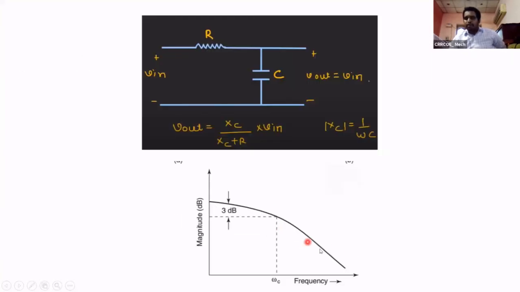The amplitude completely reduces for high frequencies. Only below this cutoff frequency do we have certain output. Beyond this limit, the output decreases. Okay, this is called a low pass filter.